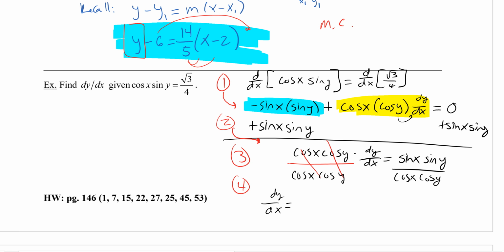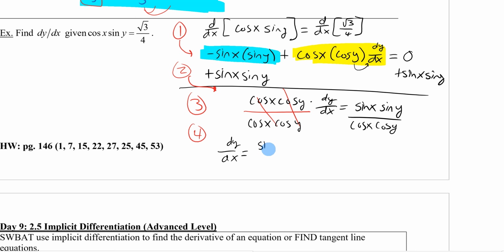Sine x sine y over cosine x cosine y. This is totally acceptable. I give full credit for this.